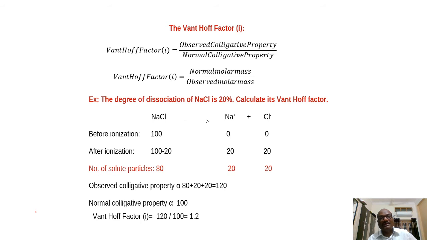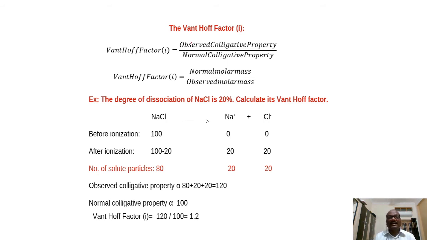So what is the Van 't Hoff factor? What is the definition? It is given like this: the Van 't Hoff factor is defined as the ratio between the observed colligative property and the normal colligative property. Observed means the experimentally observed property. Normal means, if association and dissociation are not present, what will be the actual colligative property?